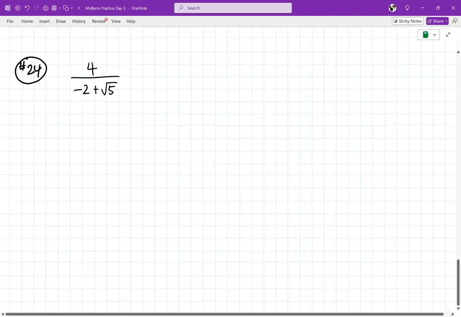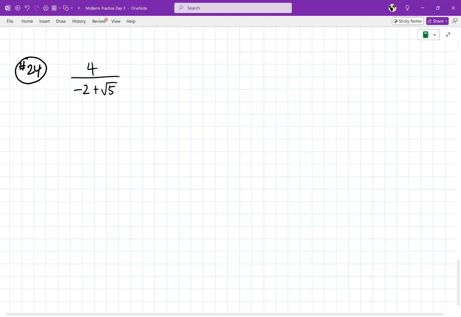Okay? So here's the last problem. Again, this is purely calculator. You type it in right, you should be fine. So I would hit the fraction button first and then a 4 on top. On the bottom, I'd put negative 2 plus radical 5. I'd hit enter. It's going to give me the answer.